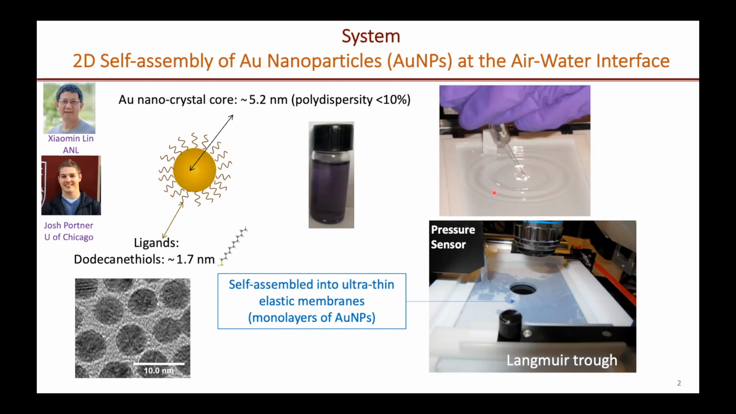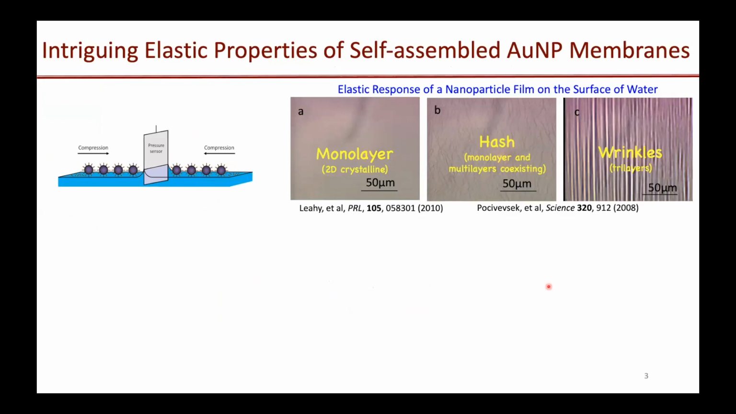When you spread them on the surface of water, the gold nanoparticles just form monolayers. These nanometer-thin films exhibit quite interesting elastic properties. We observed that when you compress them laterally at the air-water interface, these monolayers will buckle into bilayers and trilayers, and then wrinkle and unfold like a piece of elastic film.